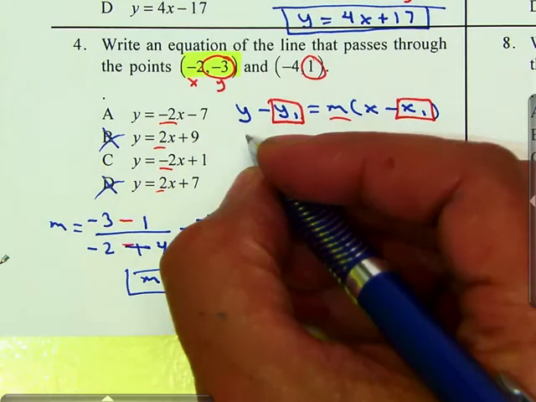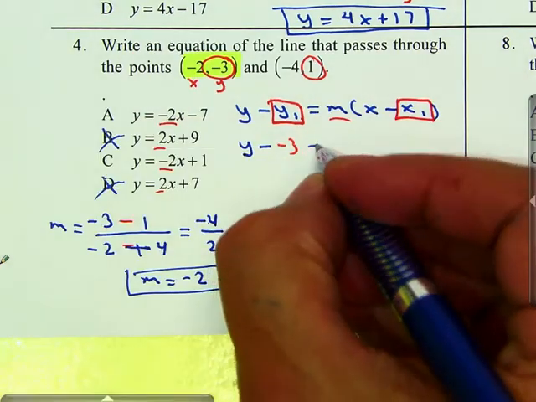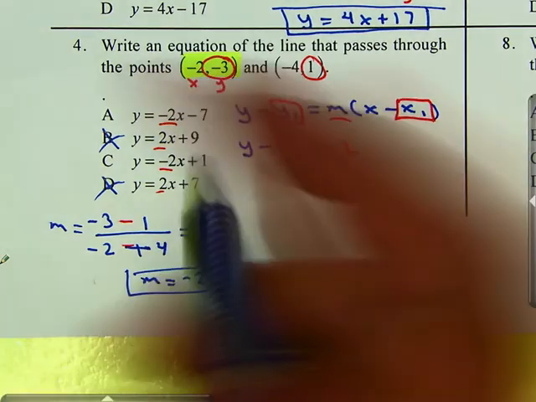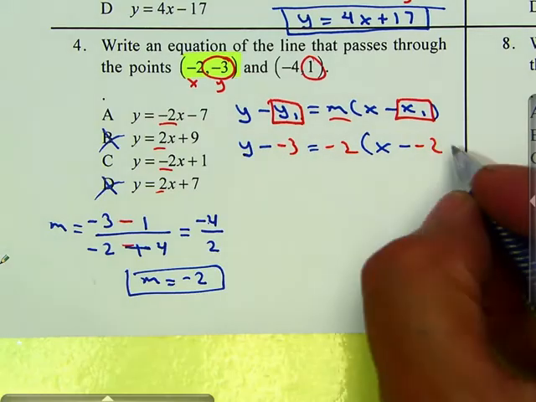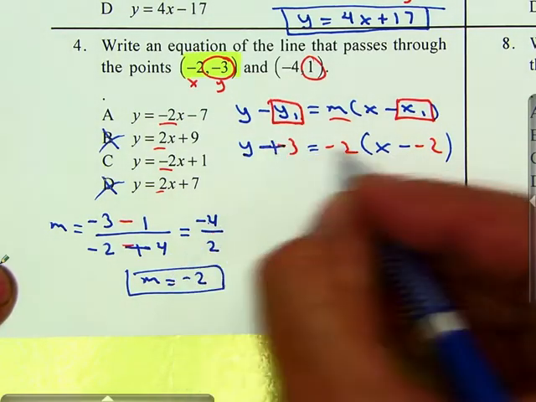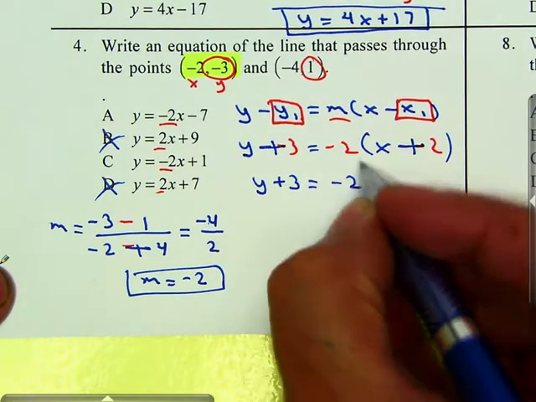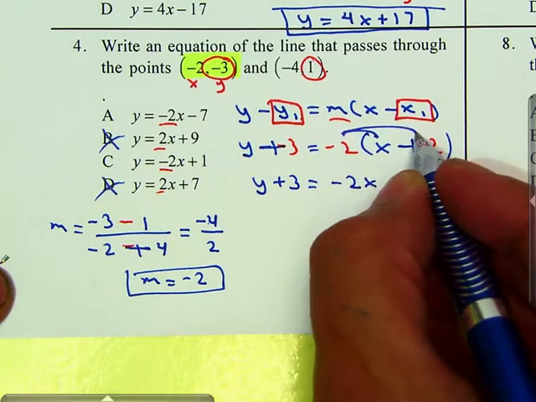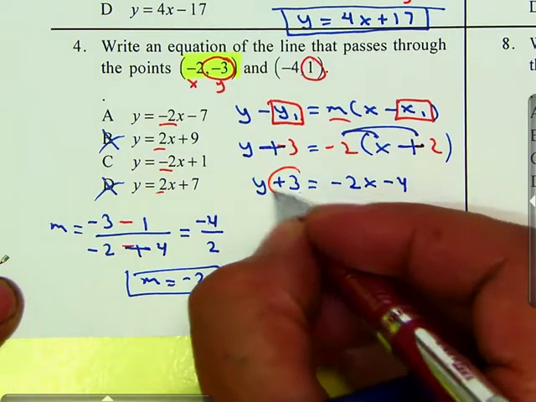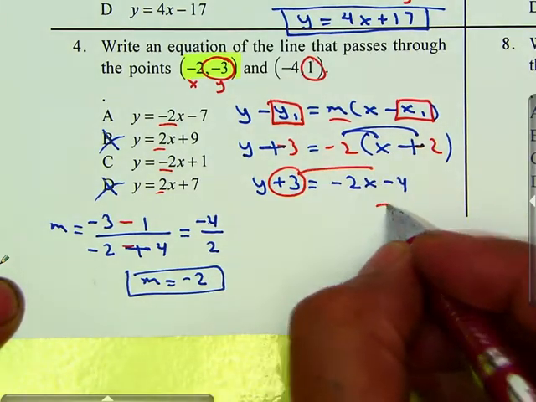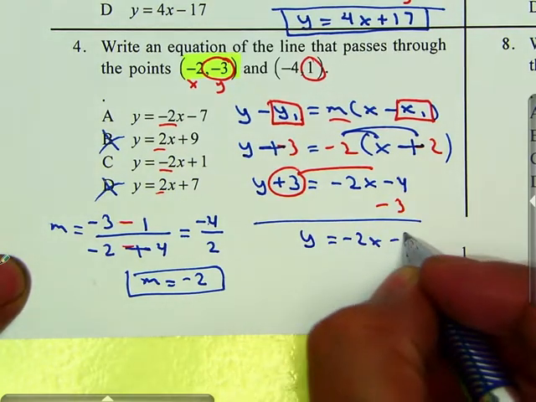But let's plug in the information. y minus negative 3. My slope, we found it to be negative 2. We have x minus negative 2. Double negative becomes a positive. Double negative becomes a positive. So I have y plus 3 equals negative 2 times x plus 2, and negative 2 times 2 is negative 4. And one last step, to leave the y by itself, to change it to slope-intercept form, move that 3 to the right, so we say negative 3. y equal to negative 2x minus 7.